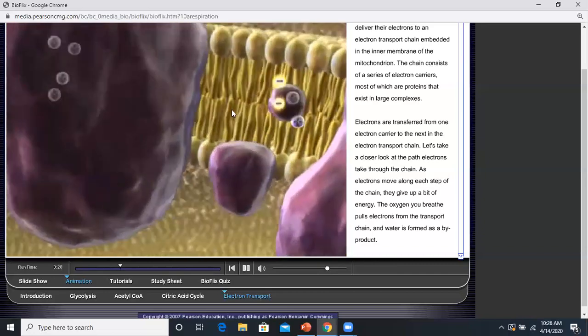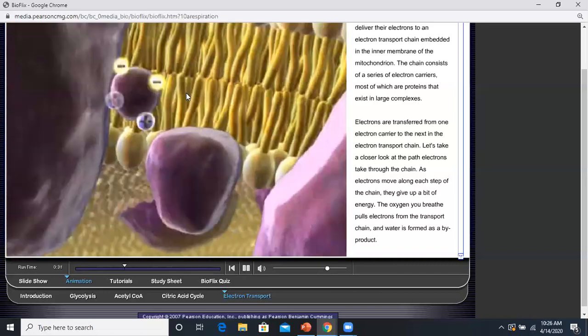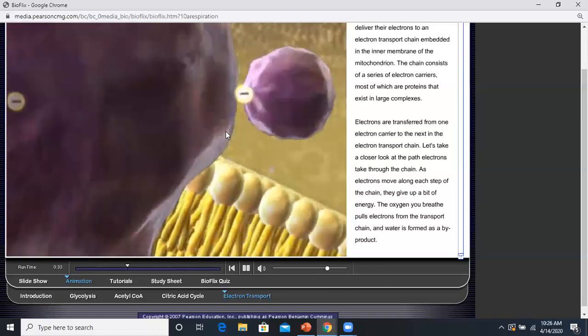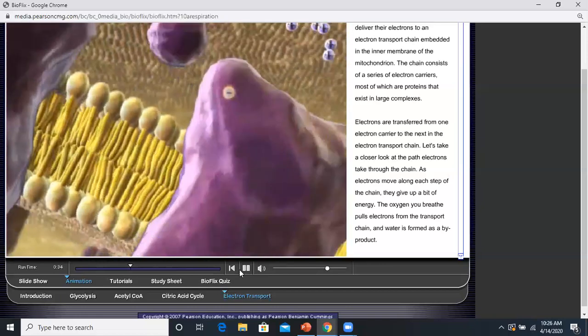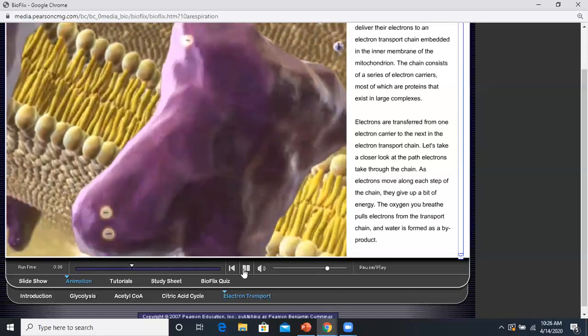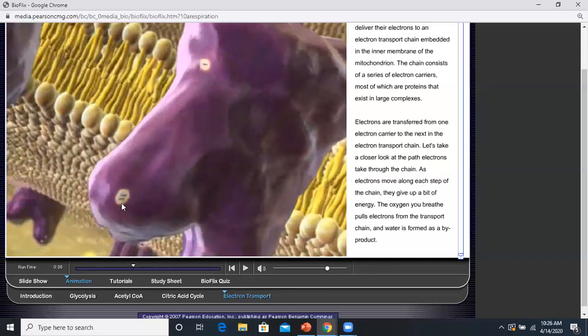So let's just keep track of where these electrons are going. The electrons are going to end up going from one protein to the next, to the next. The electrons have to end up somewhere. Well, here's the electrons. They've got to end up somewhere. So this is where you need oxygen.